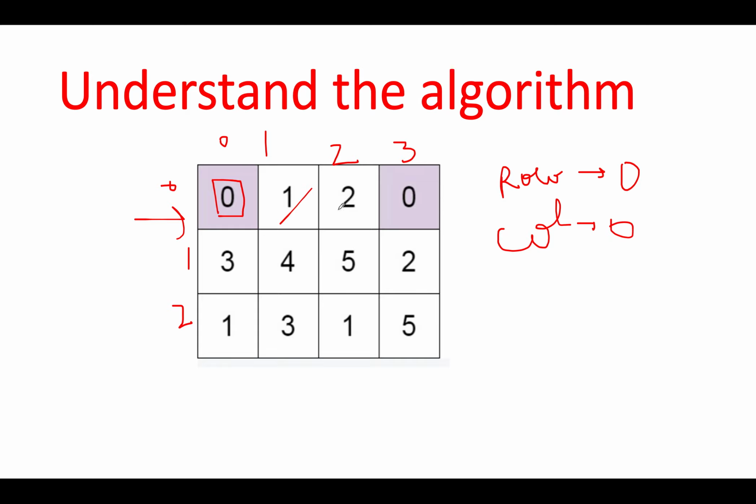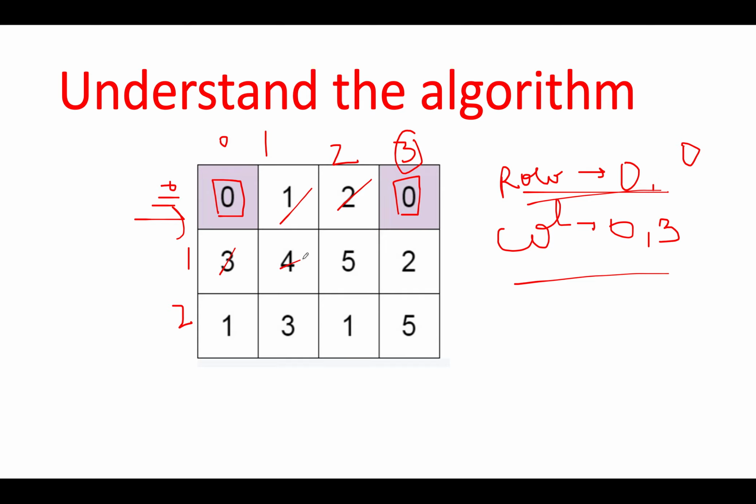Next we have 1, next we have 2, next again we have a 0. That means you need to mark the complete third column as 0. So you add it to the column list, and obviously you add the 0 back again. You can create a set for it, you can create a list for it. Set would be more optimal than a list. Then you continue the iteration.